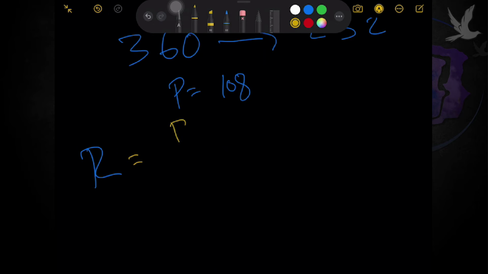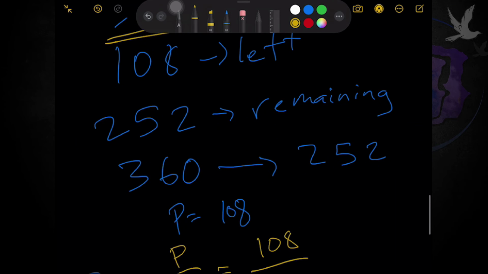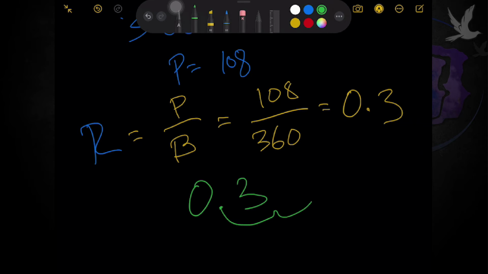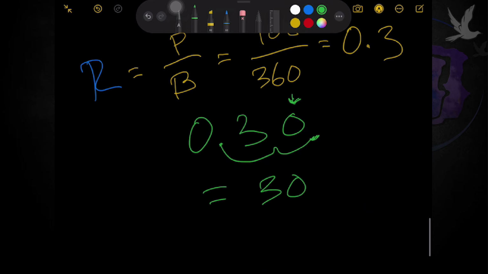So, solving for the rate is P over B. Percentage natin is 108 and divide it with our base which is 360. 108 divided by 360 is equivalent to 0.3. Okay, 0.3 yan. Move 2 decimal places to the right. 1, 2. If you notice, nagkaroon tayo ng space dito. So, which means you're going to add a 0 there, which now gives us 30. And all you have to do now, since it's rate, is to add a percent sign. Ganun lang kadali po. Okay? That's our number 5.